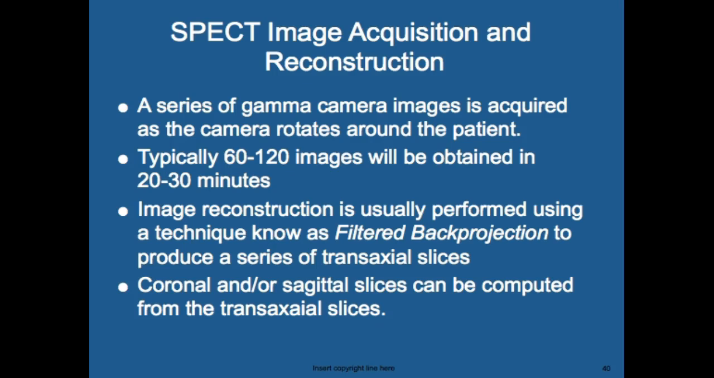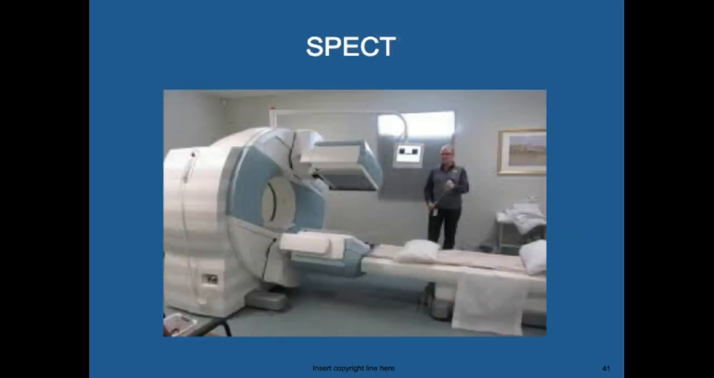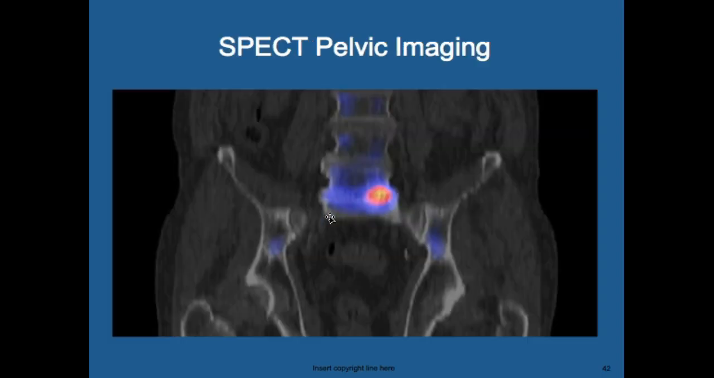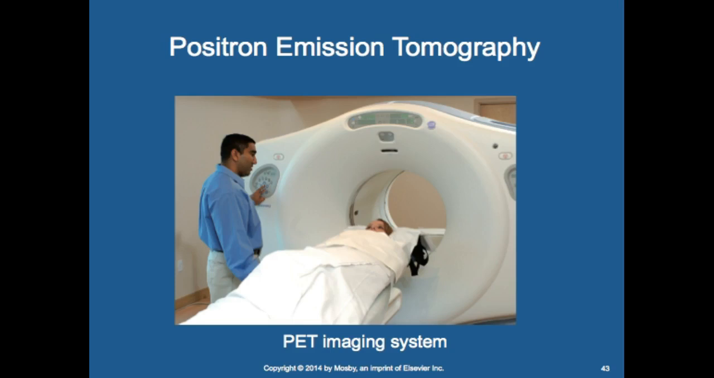Image reconstruction is usually performed using the technique known as filter back projection to produce a series of transaxial slices. Coronal and/or sagittal slices can be computed from the transaxial slices, so they can reformat them like we do in CT. So here's a SPECT camera. The patient goes up and slides in here, and the camera goes around, and they go within the scanner also. Here is a SPECT of pelvic imaging. You can see the CT scan, and you can see the hot spot within the patient from the nuclear medicine.